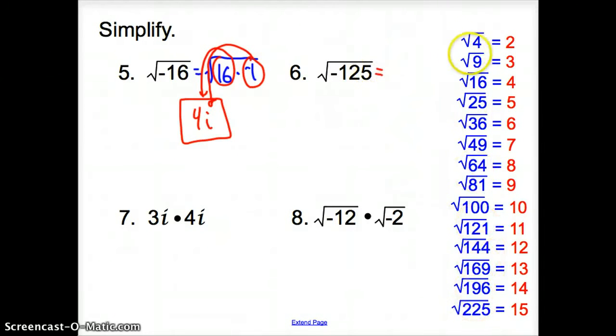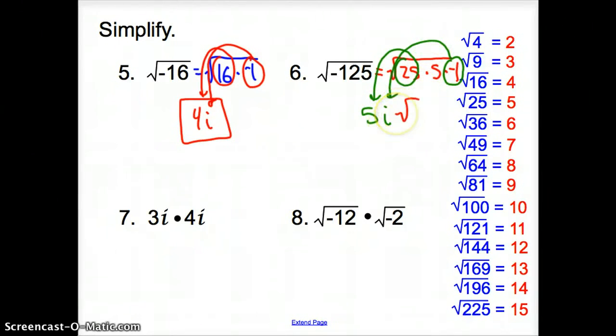What is a perfect square number that goes into 125? Well, that is 25, and it goes in there 5 times, but we can't forget about our -1. So 25 comes outside the square root, turns into a 5. Can we touch this 5? No. How about this -1? It comes outside the square root and turns into an i, where you're left with the square root of 5 still inside.